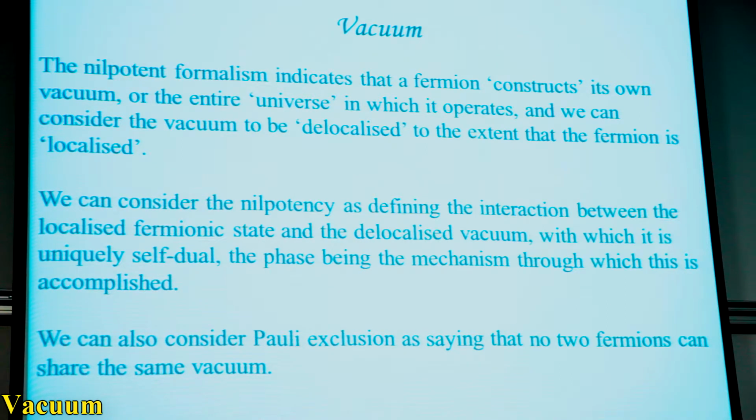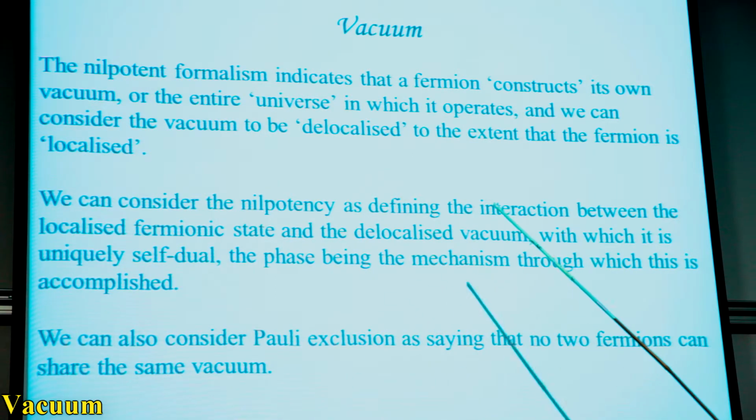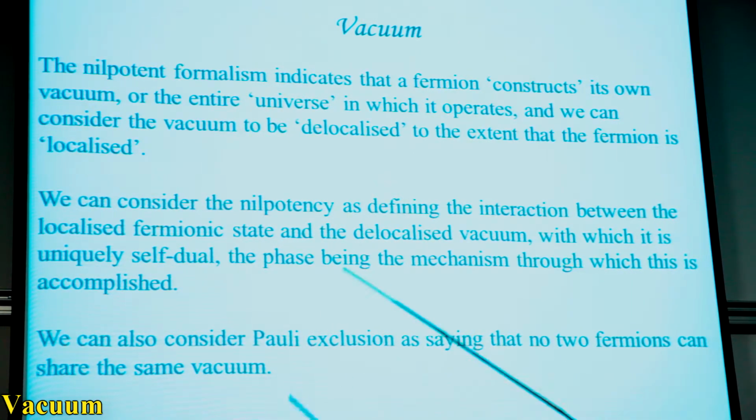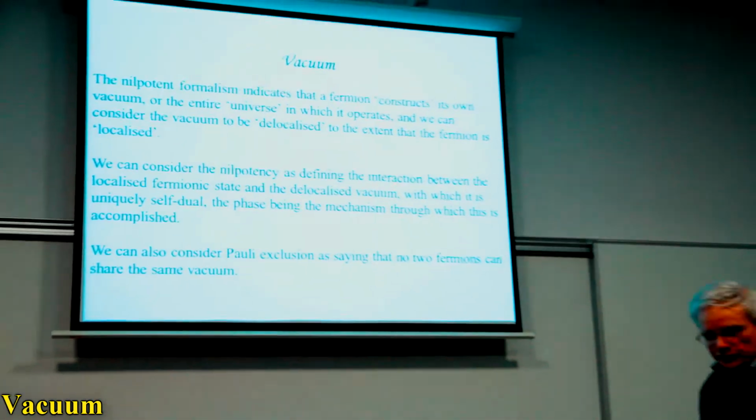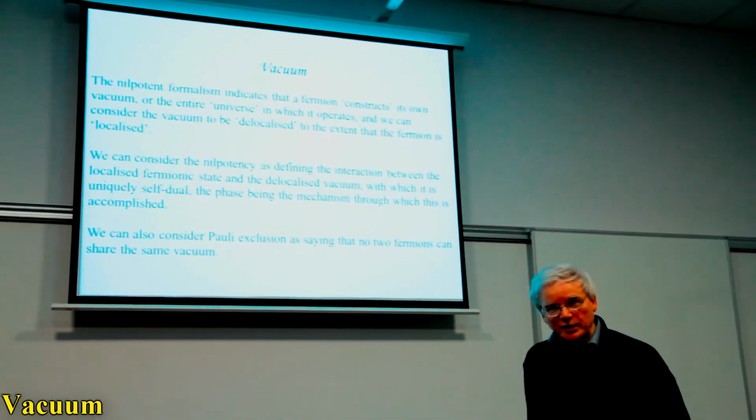And the vacuum must be delocalized while the fermion is localized. I'll say more about locality and non-locality in the next lecture. So the nilpotency defines the interaction between the local and the non-local: the fermion, vacuum, real space, vacuum space. And the mechanism is the phase. Another way of describing Pauli exclusion is to say no two fermions can share the same vacuum.